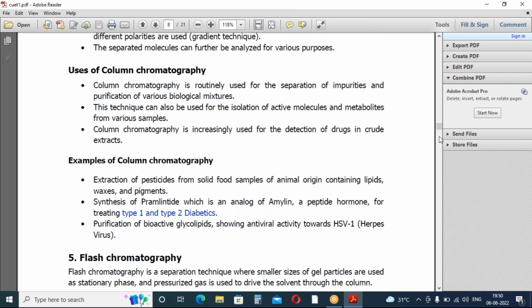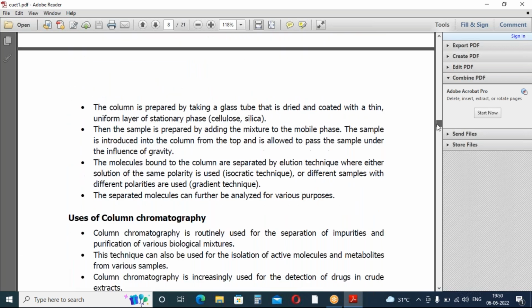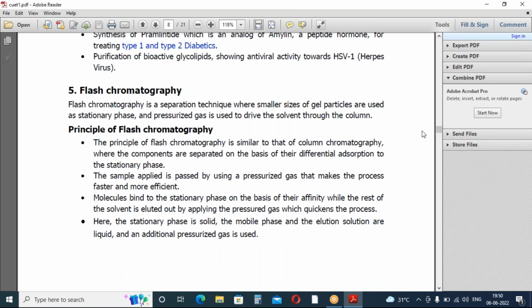Next, coming to flash chromatography. This flash chromatography is also a separation technique. Here the stationary phase consists of smaller sizes of gel particles, and pressurized gas is used to drive the solvent through the column. That means this is similar to HPLC, where the pressurized gas is mainly used for the movement of the mobile phase, that is the solvent, through the column.